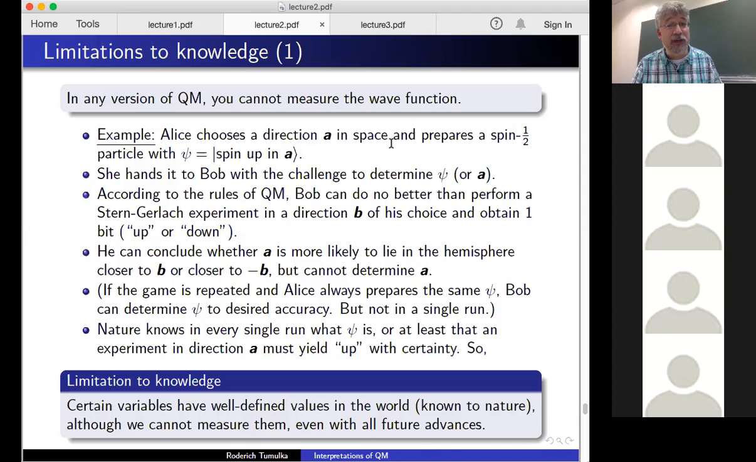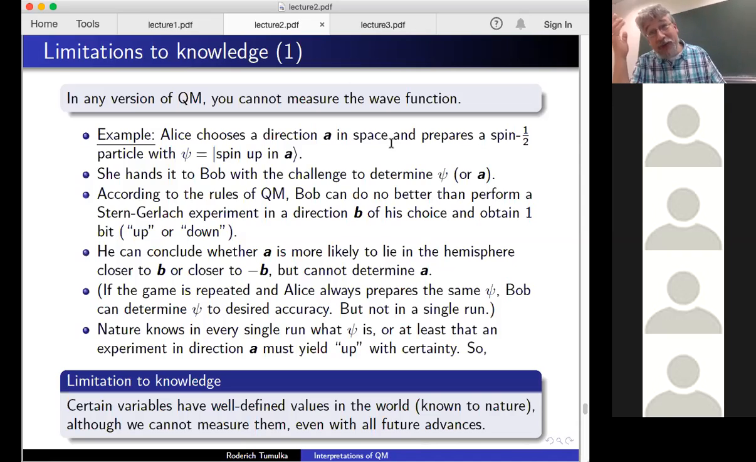Now, according to the rules of quantum mechanics, Alice knows what A is, but she doesn't tell Bob. So Bob just gets the particle, and now he can do measurements on the particle to find out information about what Alice has done. According to the rules of quantum mechanics, Bob can do no better than perform a Stern-Gerlach experiment in some direction. So he chooses a direction B, and he does a spin measurement in this direction. He obtains one bit of information. The outcome of his experiment will be either up or down, +1 or -1.